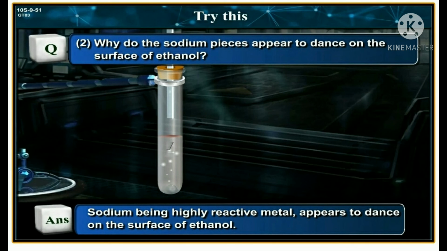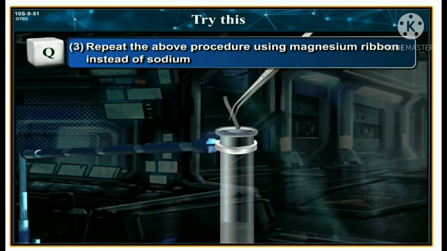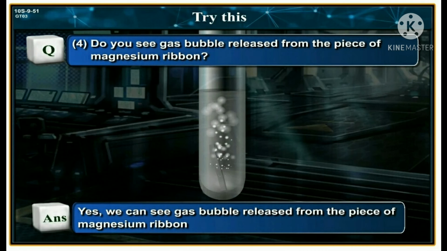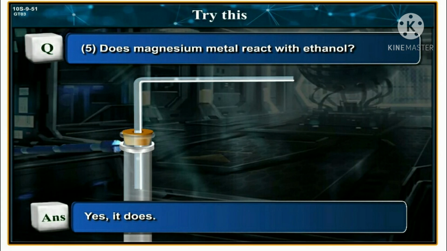Why do the sodium pieces appear to dance on the surface of ethanol? The reason is that sodium, being a highly reactive metal, appears to dance on the surface of ethanol. Now repeat the above procedure using magnesium ribbon instead of sodium metal. Do you see gas bubbles released from the piece of magnesium ribbon? Yes, we can see gas bubbles released from the piece of magnesium ribbon. Does magnesium metal react with ethanol?